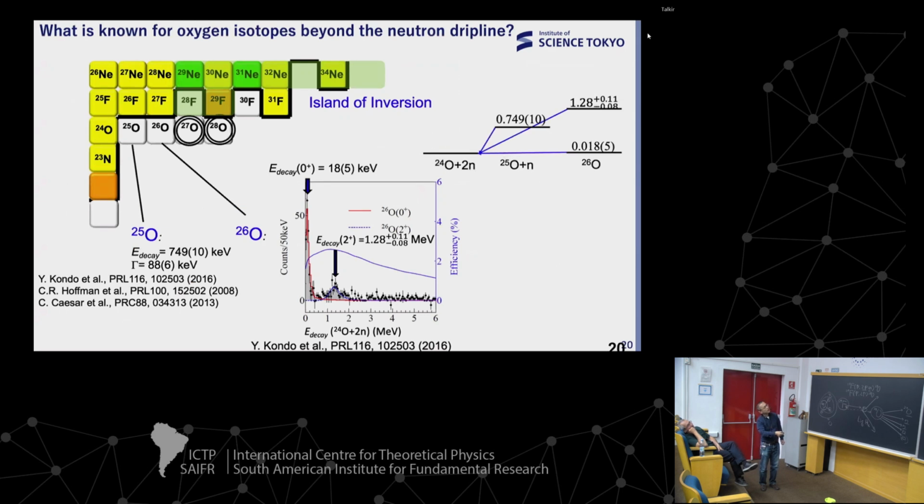This state is just 18 keV above the threshold. As far as I know, this is the lowest two-neutron energy above threshold as a resonance. This is a very interesting case, I think. Oxygen-25 is not bound, but the state is here, 750 keV. So oxygen-26 cannot decay through oxygen-25 energetically. It can decay only directly, so in this case, two neutrons actually emit democratically.